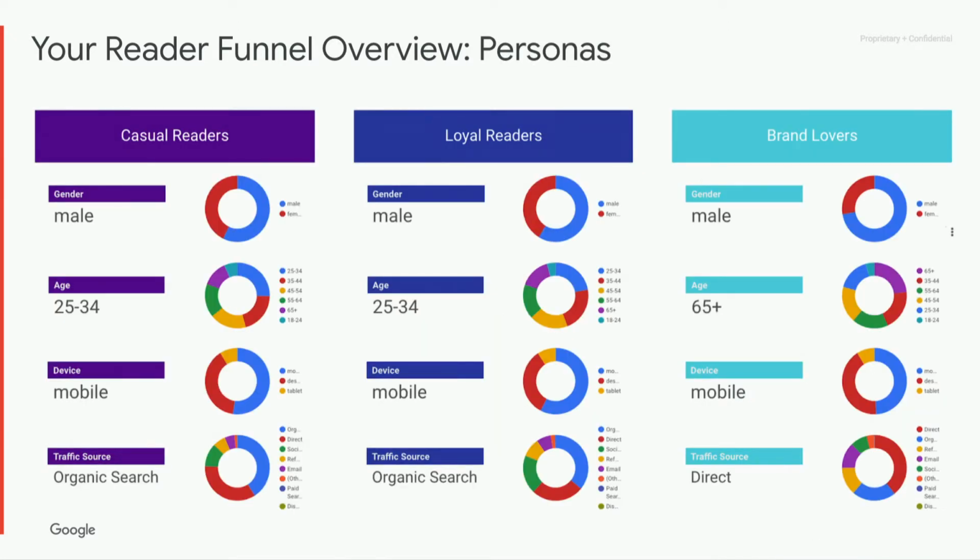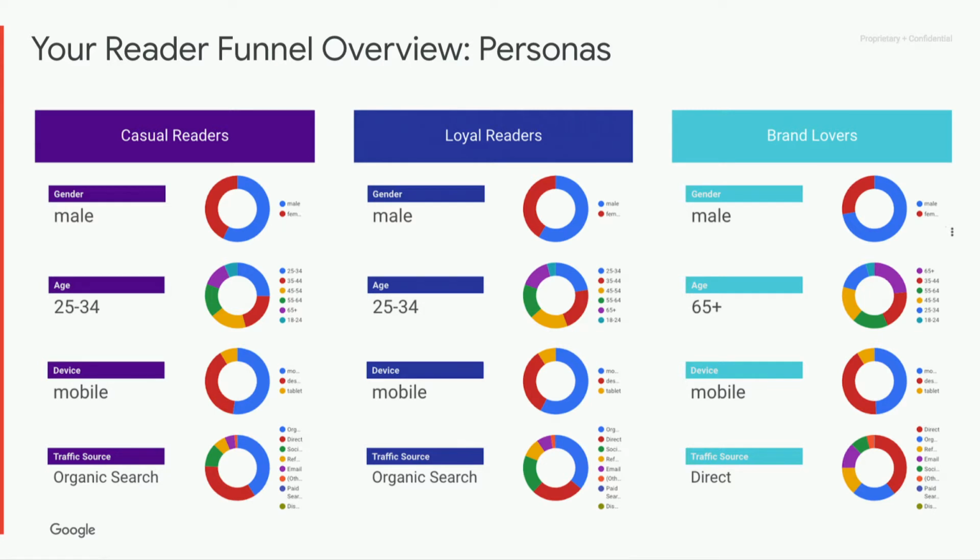Then we'll jump into your reader funnel overview of personas. What your personas are talking about is the gender, age, device, and traffic source. If we take a look at this one, for example, we see that male is their heavy user, and then we'll go into their age categories. For their casual and loyal readers, we notice that they're 25 to 34, but brand lovers is 65 plus, something to note. As well, you see everyone is using a mobile device.